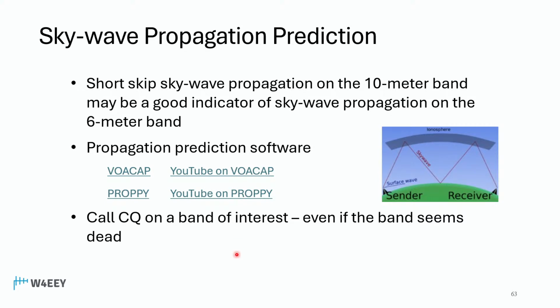Another thing you can do, if you call CQ on a dead band, this can be amazing. The band might be open, but nobody thought to try it. So sometimes if you send CQ on a supposedly dead band, you can get responses from faraway places. These are just tricks that you can use to help predict where propagation might be possible.